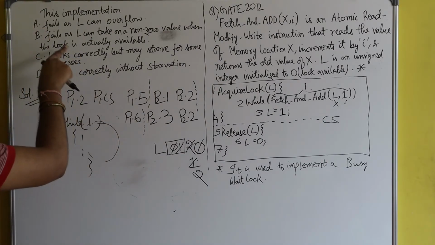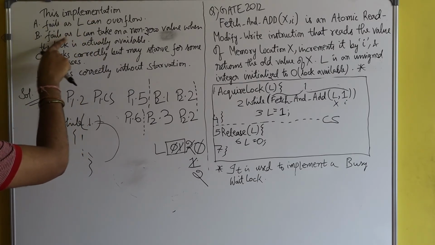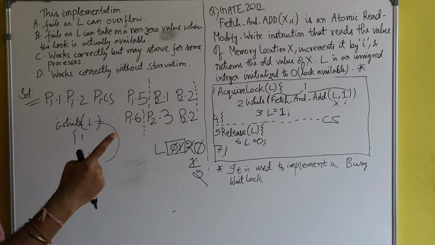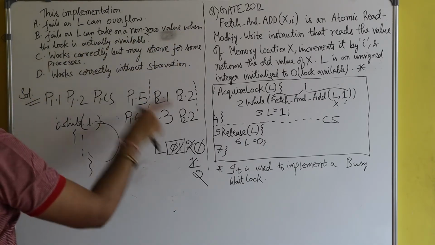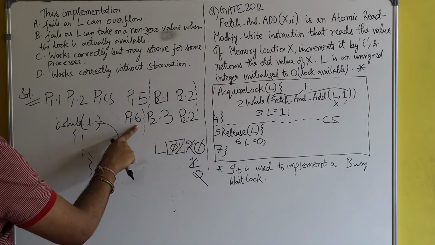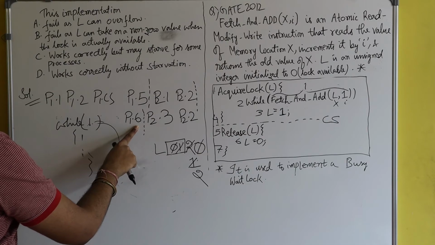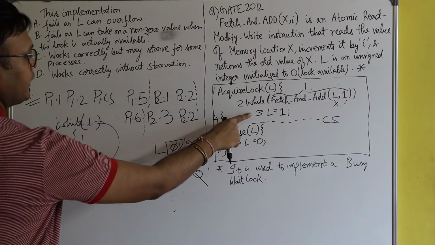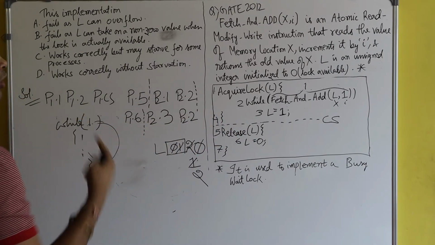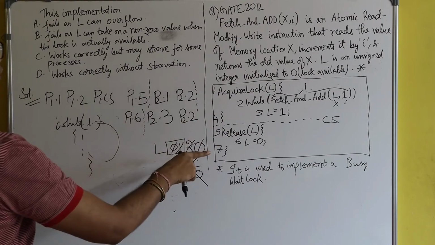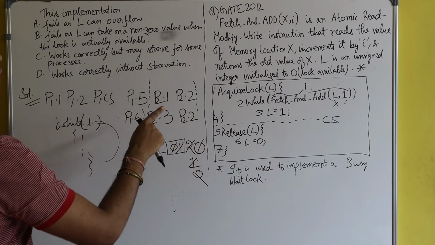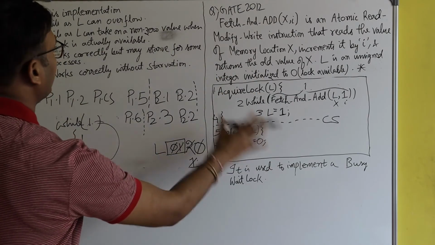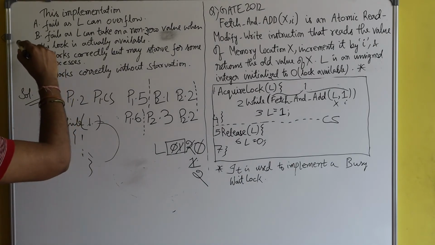So that's why this implementation fails as L can take on a non-zero value when the lock is actually available. When the lock was actually available at this point, process P2 executed this line. It means process P2 couldn't take advantage of the lock being available, because it again made it 1. So that's why this implementation will fail. Option B is correct.